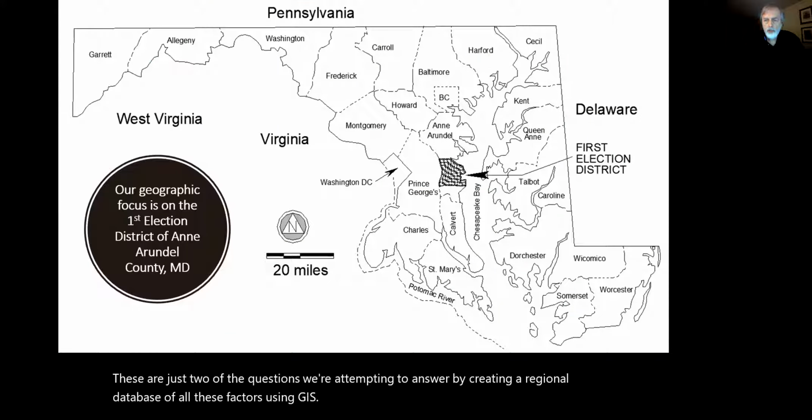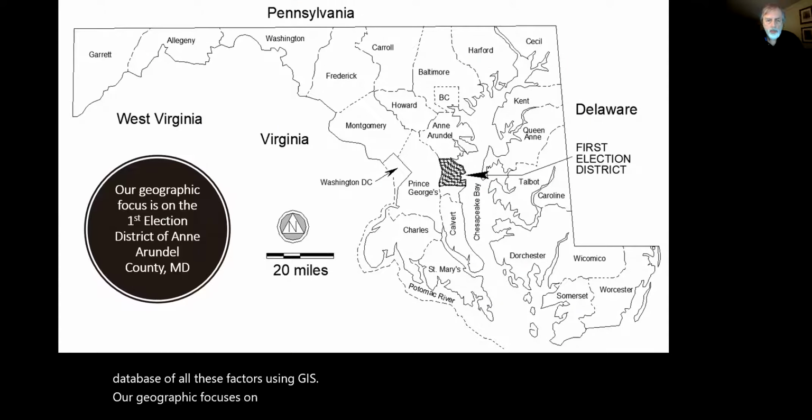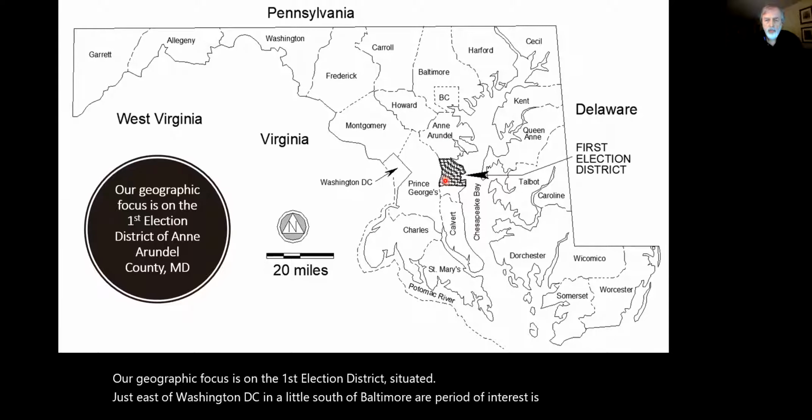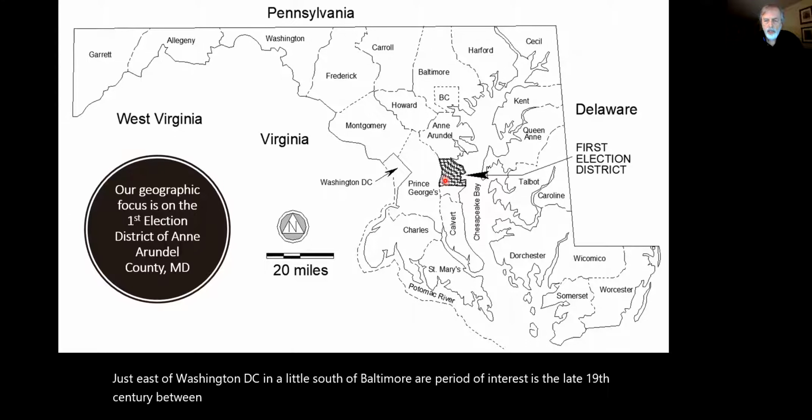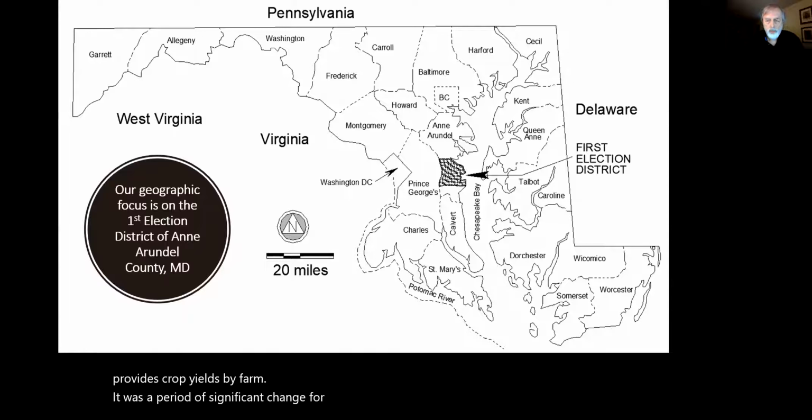Our geographic focus is on the first election district, situated just east of Washington, D.C. and a little south of Baltimore. Our period of interest is the late 19th century between 1850 and 1880, which coincides with the agricultural census data that provides crop yields by farm. It was a period of significant change for agriculture, making it an interesting period to research.